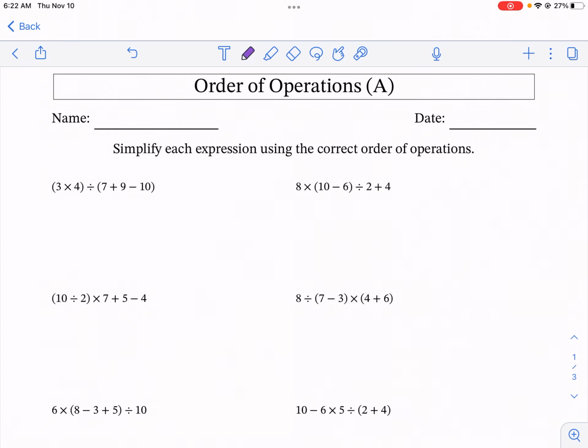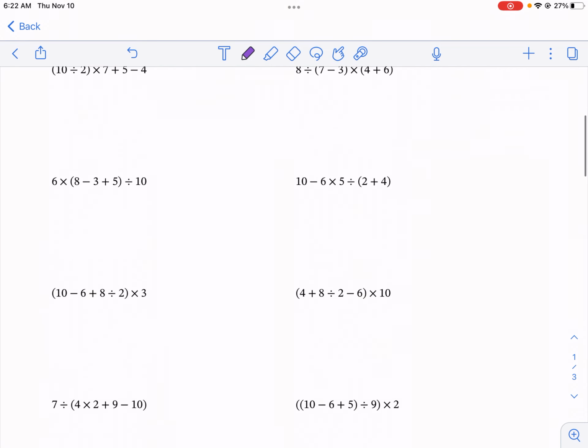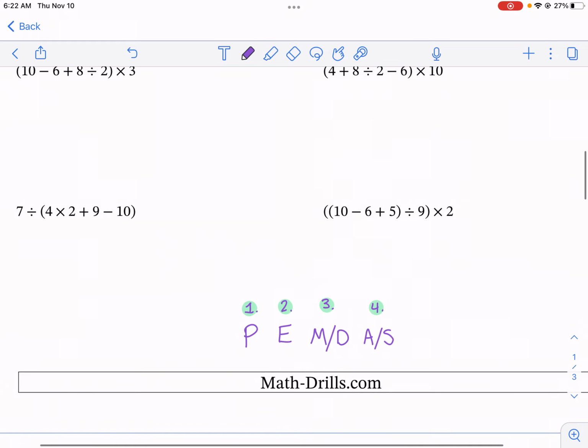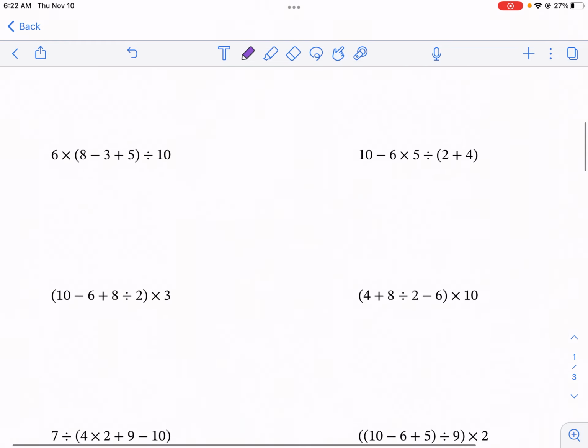Hi, this is Mr. West, and today we are doing a tutorial video on order of operations. This is from mathdrills.com. This particular worksheet is 4 steps with no exponents and whole numbers.